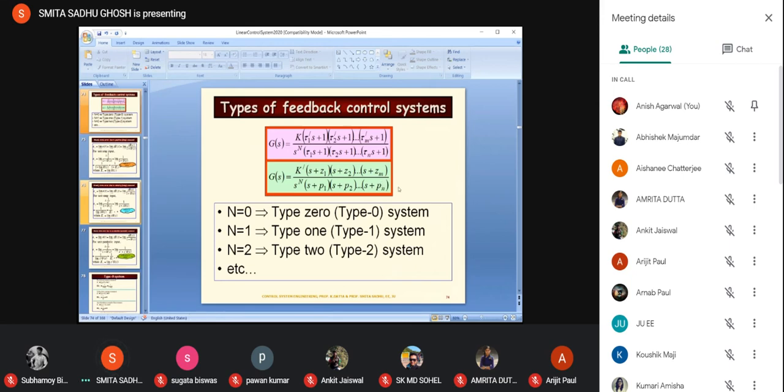Now, what I stated is put over here in the slide. So the type of the system could be type 0 system, where capital N, that is the number of integrators, or s to the power of capital N, is what we have over here. Capital N equal to 0 means it is a type 0 system. Capital N equal to 1 means it's a type 1 system. N equal to 2 is a type 2 system.